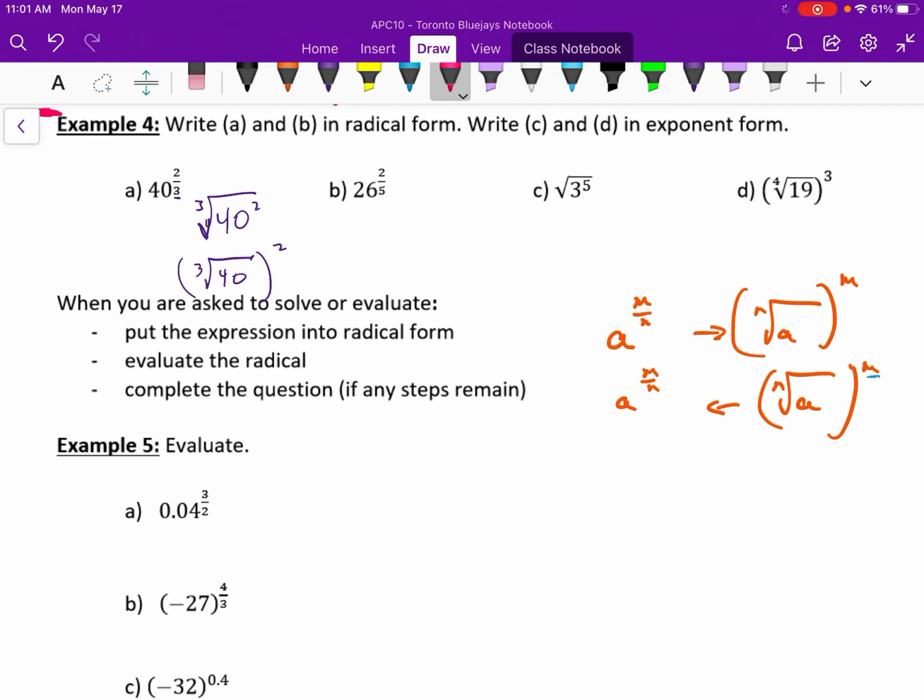Now, 26 to the power of 2 over 5. So I take a look at my denominator. I'm going to write 26 as my radicand. So it's really the fifth root of 26 squared, or 26 squared, fifth root. Pick your poison.